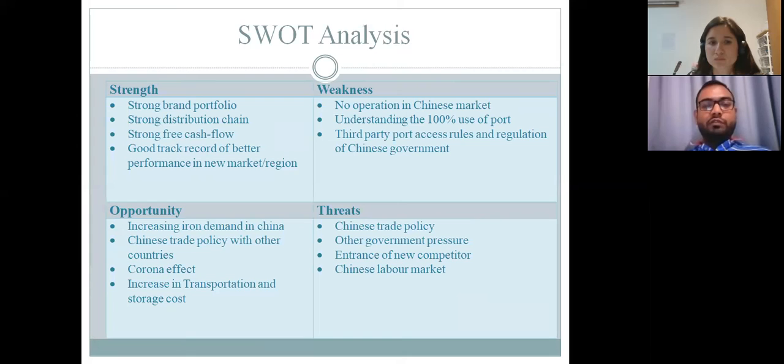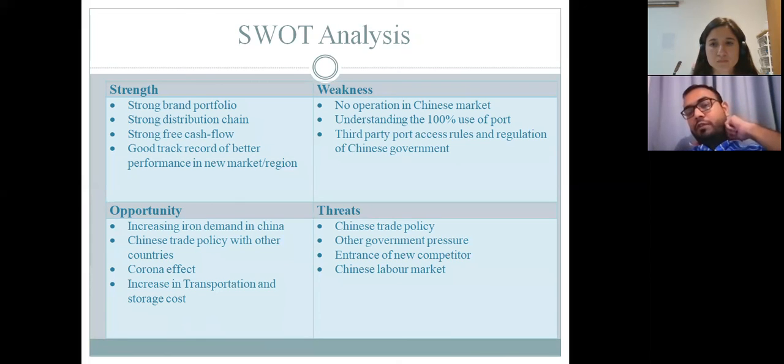The opportunity for Vale is China's increasing demand for iron ore, which is exceptionally good and increasing day by day. The second one is Chinese trade policy with other countries. It is not so good right now. If we talk about Australia or maybe European companies or maybe the USA, then Vale has a good opportunity right now. The corona effect has also affected a lot of companies and governments, and the fuel price is increasing day by day. So based on that, logistics and transportation costs have also increased. So we can have a good straightaway transportation and storage option if they invest in this port project.